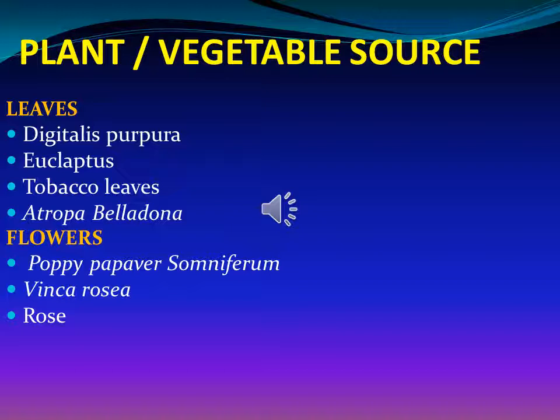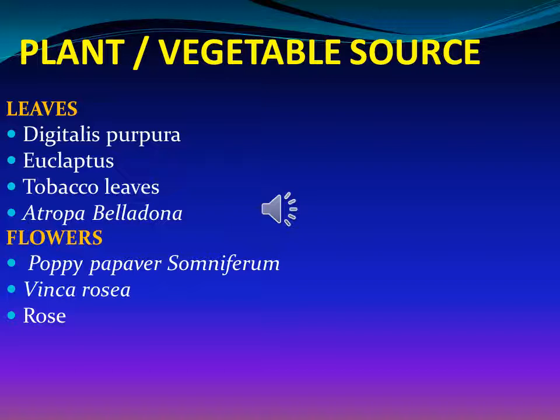The plant or vegetable source. The plant source is the oldest source of drugs. Most of the drugs in ancient times were derived from plants. Almost all parts of the plants were used, which included the leaves, stem, bark, fruits, and roots.